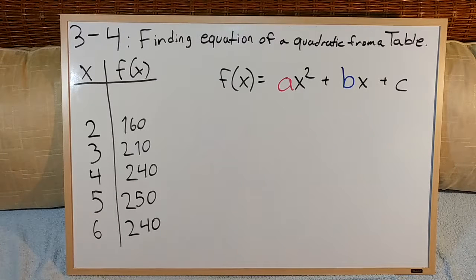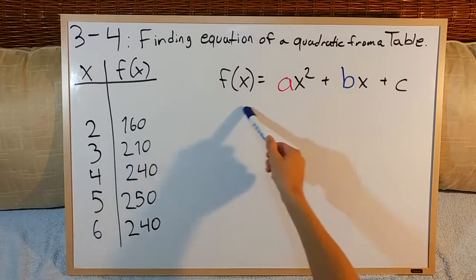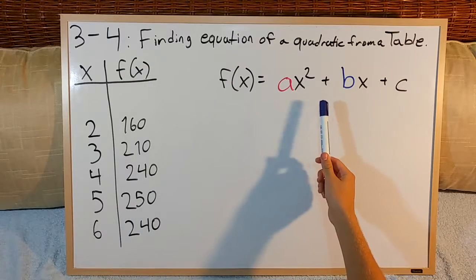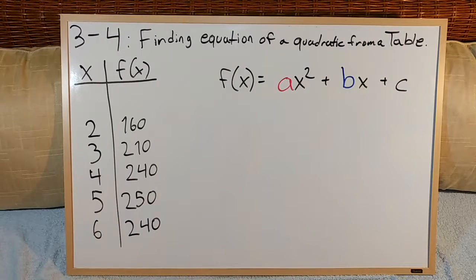We will be learning how to find an equation of a quadratic from a table. And here we have a table of a quadratic function, and this is how a quadratic function is written in standard form. So we have a table here. What do we do first?